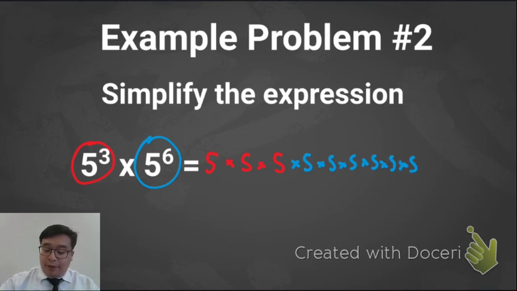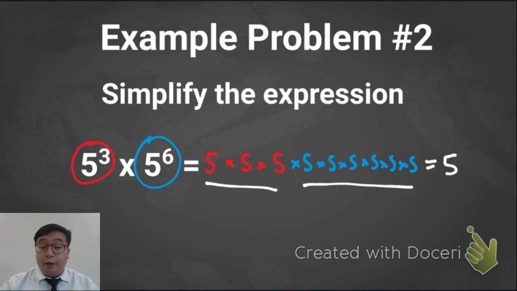So how can I simplify this? How can I write this with a single base and exponent? Well, since I have 3 5's over here, 6 5's over here, I know that in total I'm multiplying 9 of these 5's together. So this is going to be 5 to the 9th power.